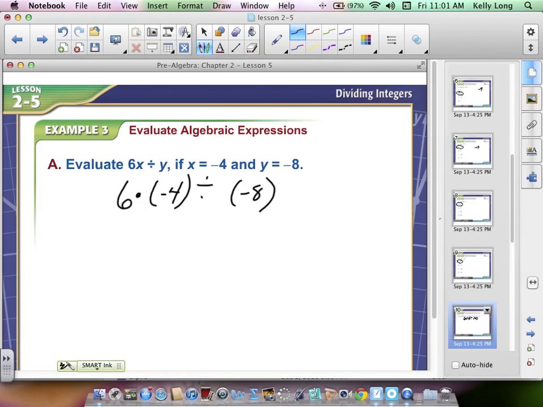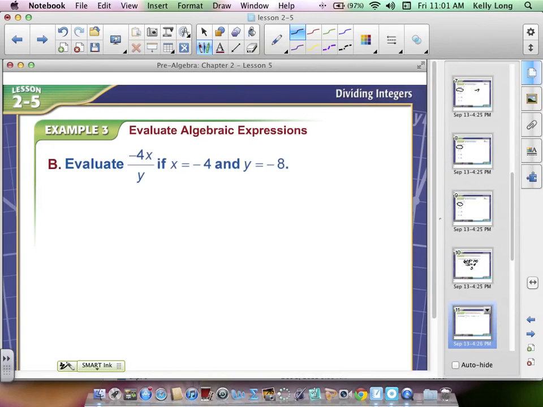All right, exponents, and then multiplication and division left to right. So what's 6 times negative 4? It's going to be a negative 24 divided by a negative 8. Again, I'm dividing with like signs, so my answer is going to be positive. And 24 divided by 8 is 3. Okay, that's just using an algebraic expression. All right, you pause the video, do this one, and then come back and check your work.